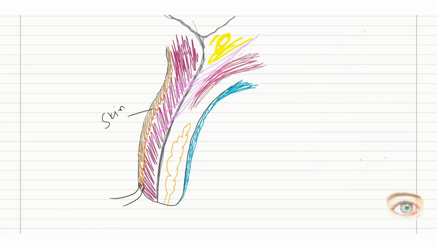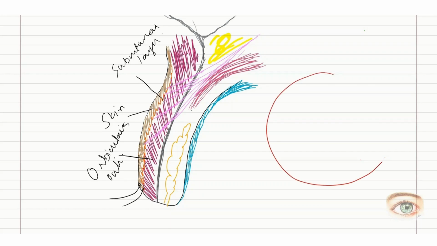Now, the second layer is the subcutaneous layer. Now, we all know that the subcutaneous layer is basically the dermis which attaches the skin to the muscle. And which muscle? The orbicularis oculi muscle. Now, what is this orbicularis oculi muscle? This is the muscle which helps us to close our eyelids, and this has three different portions.